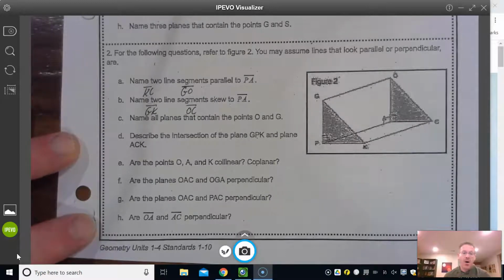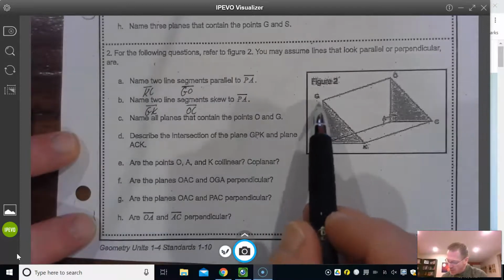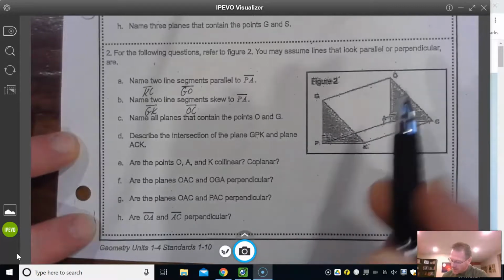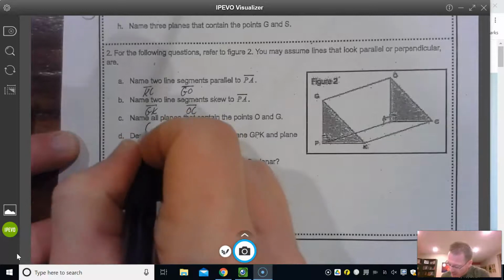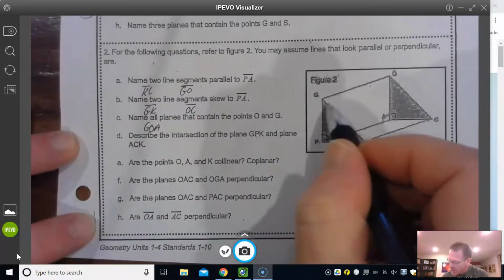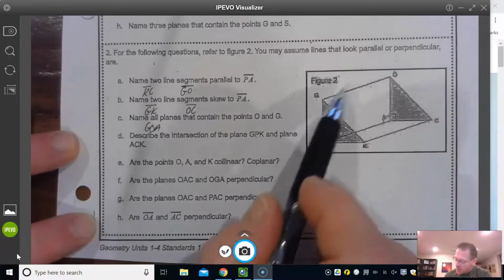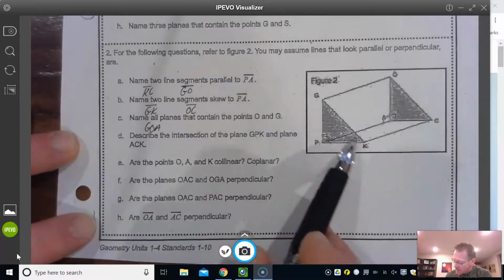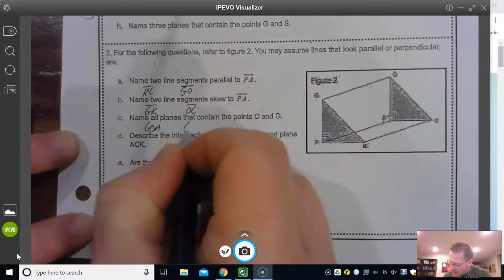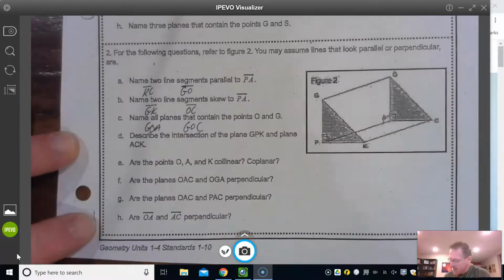Okay, now name all planes that contain points O and G. I'm not going to name all of them. All right, well, I guess I can. We'll see here. So OG, notice, is this top line segment here. And so that could be the back wall here. All right. So I guess I'll name this as GOA. All right, so that would be the back wall here. Now notice there we have the slant kind of plane right here. All right, and that would be GOC. And I believe that's all we can get from this particular picture.